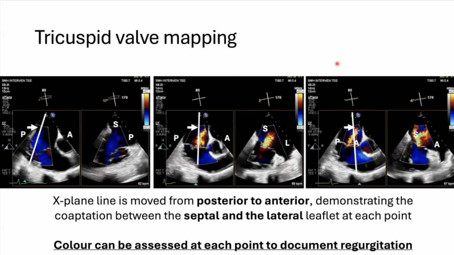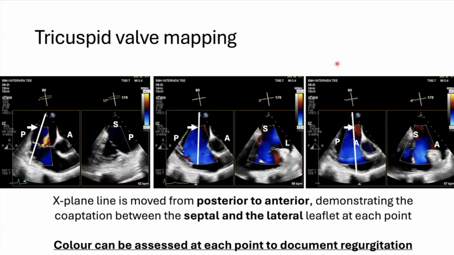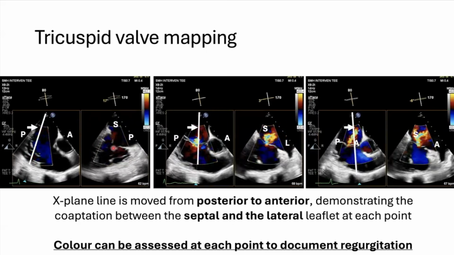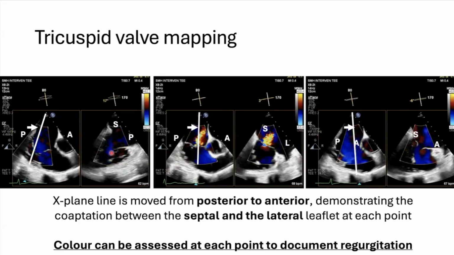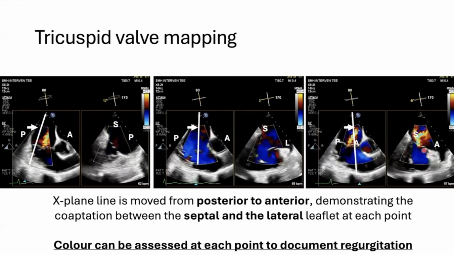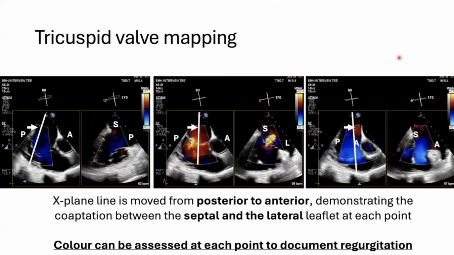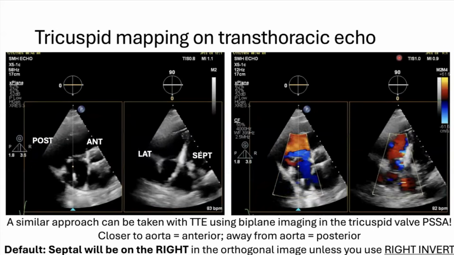And then likewise, you can apply color when you're mapping. By going from 2D to color imaging, we can appreciate here how there's not much color coming from the posterior septal commissure, but as we go more central, there's a central jet here, and it seems to extend to the anteroseptal commissure as shown here. And you can do this with transthoracic as well.